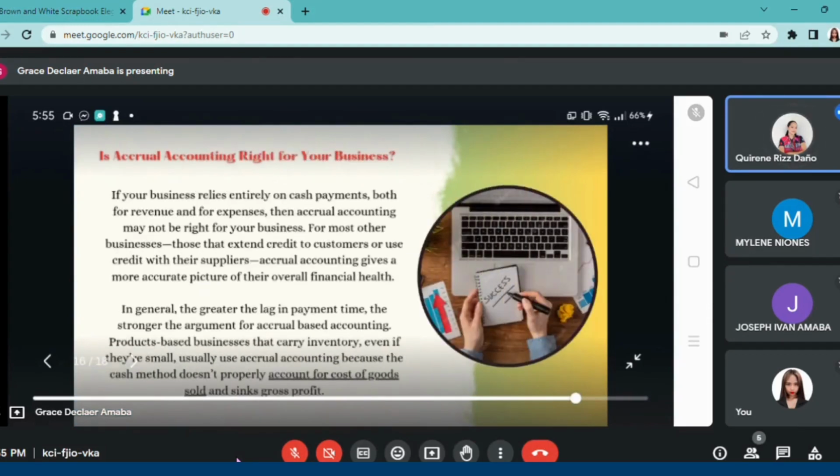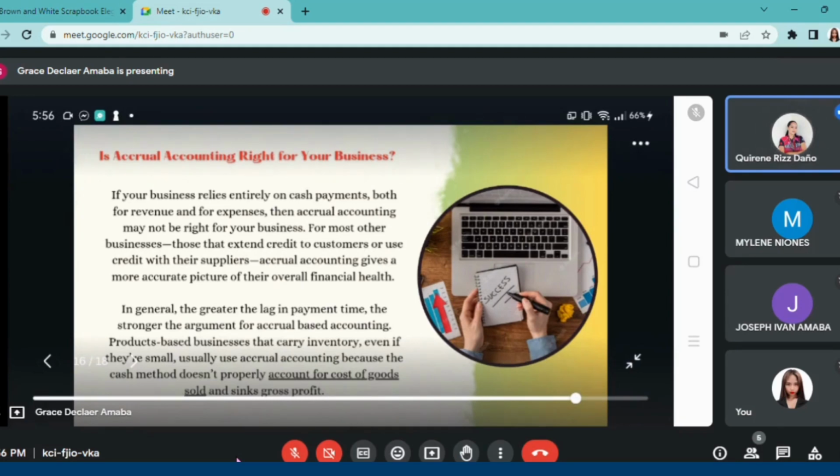So the question is, is accrual accounting right for your business? If your business relies entirely on cash payments, both for revenue and for expenses, then accrual accounting may not be right for your business. For most other businesses, those that extend credit to customers or use credit with their suppliers, accrual accounting gives a more accurate picture of their overall financial health. In general, the greater the lag in payment time, the stronger the argument for accrual-based accounting.